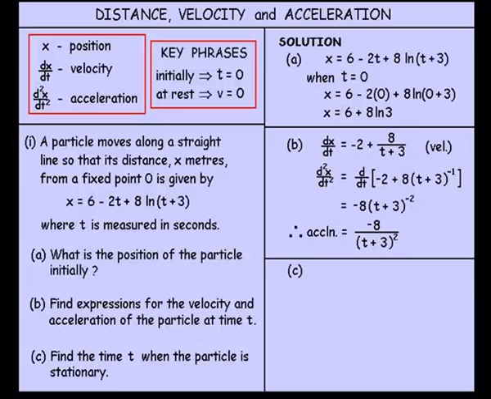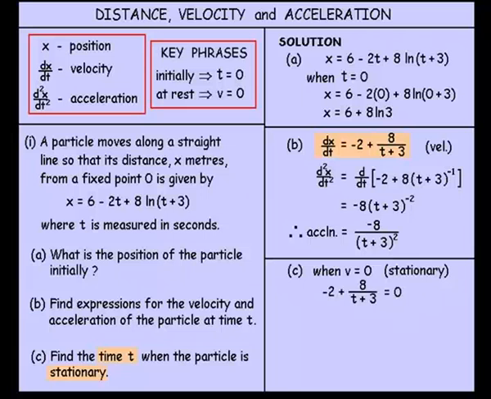Very good. Now part C. Find the time t when the particle is stationary. Stationary means it's not moving. It means its velocity is 0. So we write when v equals 0. There's our velocity equation, and we just need to substitute the velocity as 0 there.